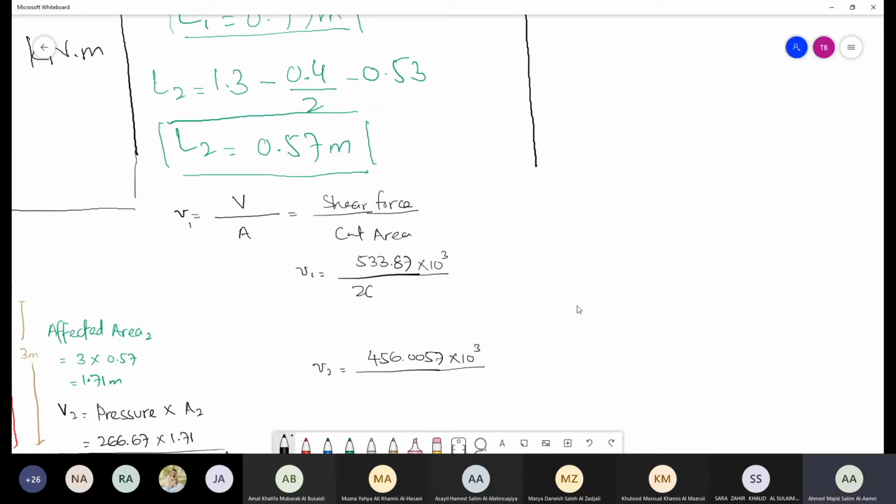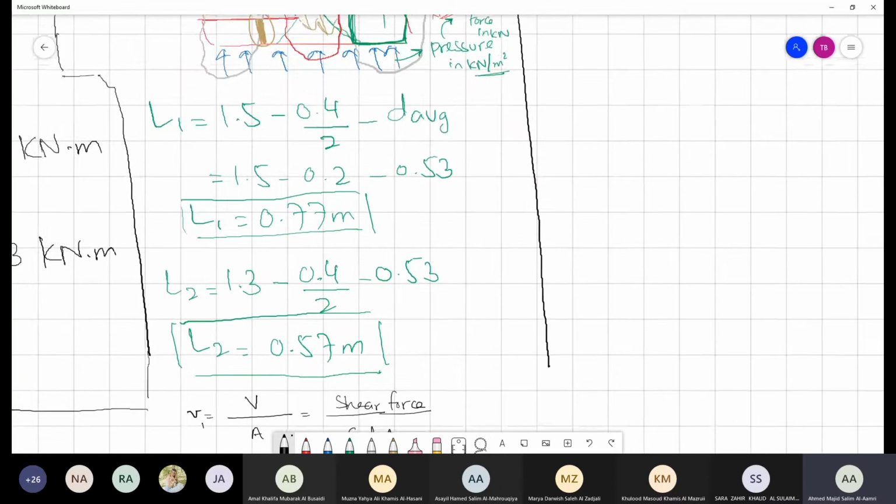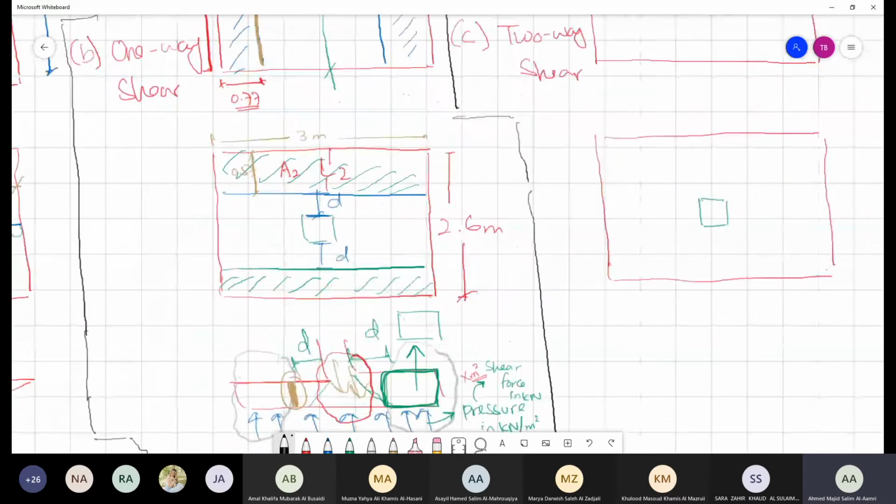Or let us have it in millimeter directly. So 2600, 2.6 is 2600 multiplied by 530 mm, which will give you your value of V1. Now going for V2, once again we need to check what is the cut area for V2. I'm going to go for my second shape.